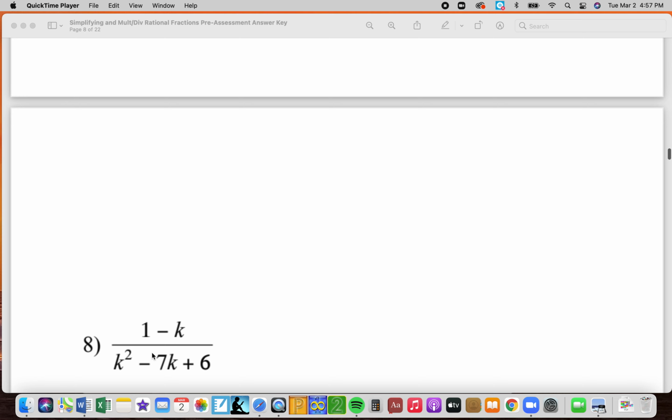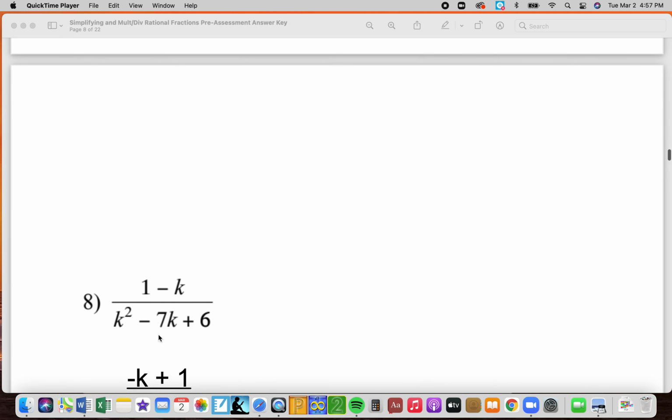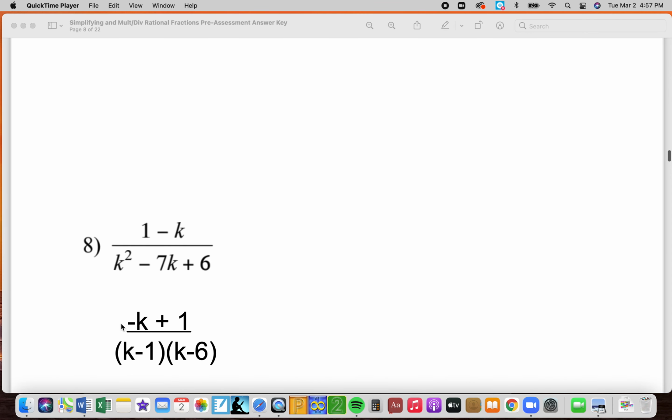Number 8 is our first tricky one. We notice in our numerator that it's a binomial and that it's not in standard form. So we would have to rewrite this in standard form. That would give us negative k plus 1. And then we would factor the denominator, a times c. Signs are the same, both are negative. So you get negative k plus 1 over k minus 1, k minus 6.